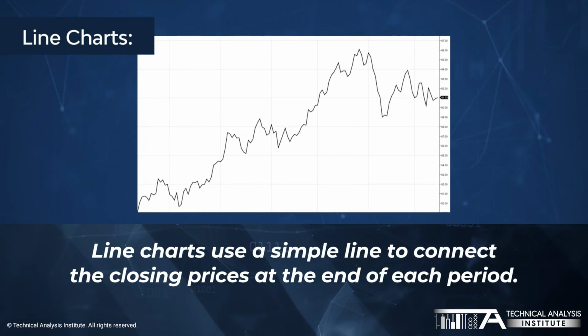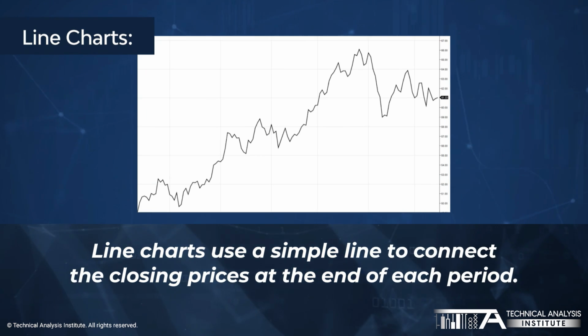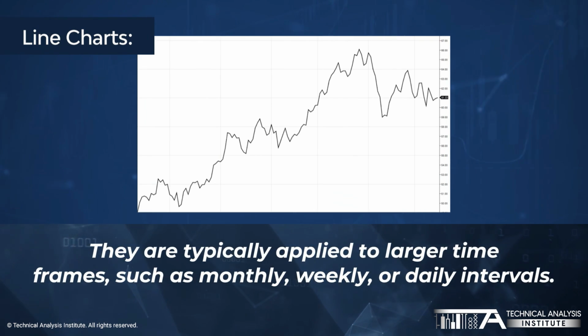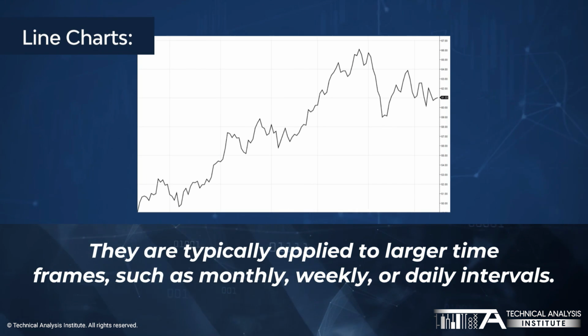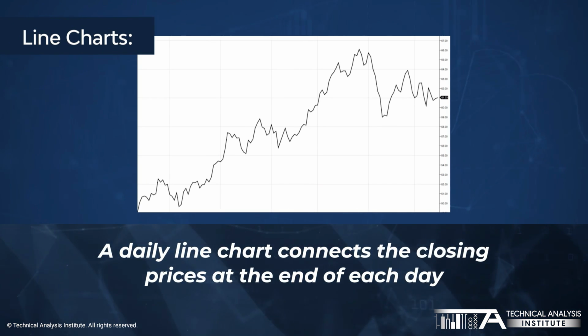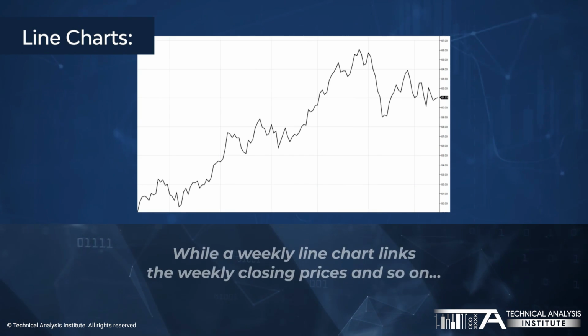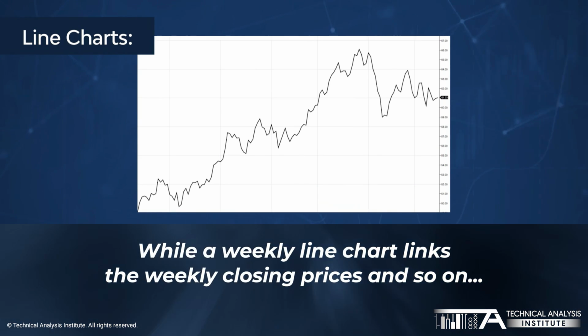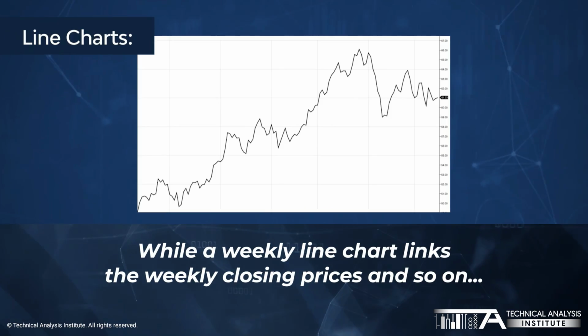Line charts use a simple line to connect the closing price at the end of each period. They are typically applied to larger time frames such as monthly, weekly, or daily intervals. A daily line chart connects the closing prices at the end of each day, while a weekly line chart links the weekly closing prices, and so on.